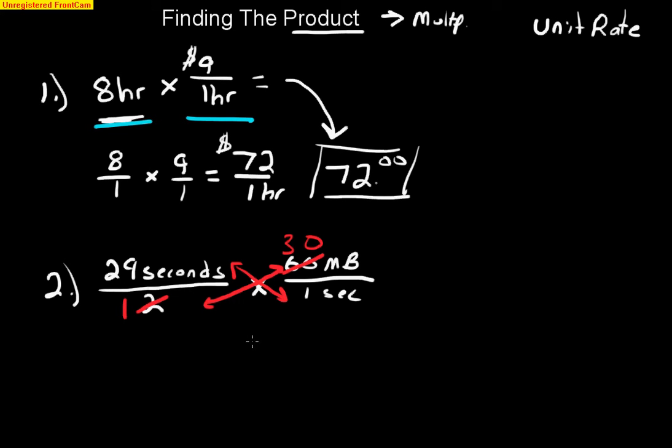So you can see what that does is now instead of doing 29 times 60, it's only 29 times 30. And on the bottom, instead of 2 times 1, it's just 1 times 1. So start using that cross-canceling method to help you out. Again, 1 times 1 is just 1, and then 29 times 30, if you put that in the calculator, you're going to get 870. And again, that's megabytes. So the answer is 870 megabytes.